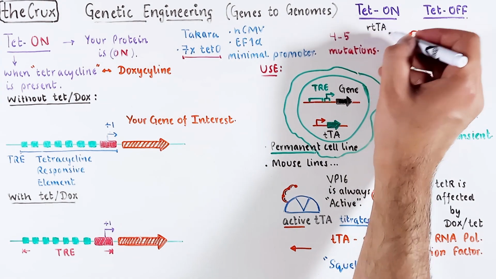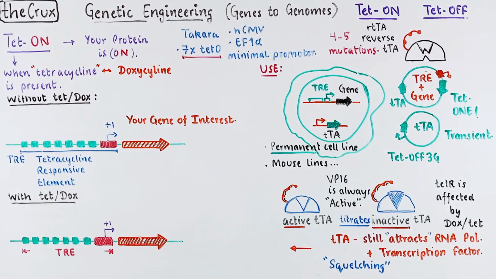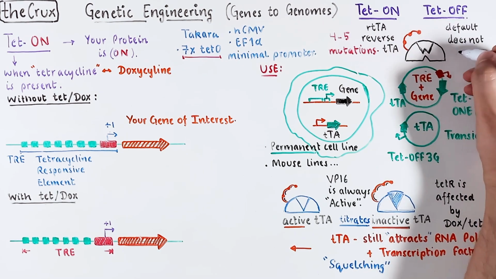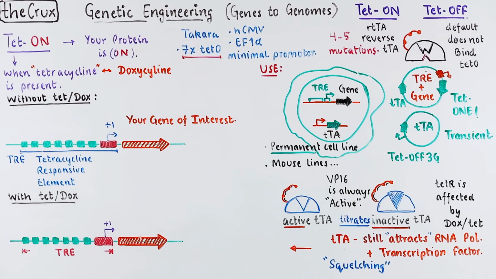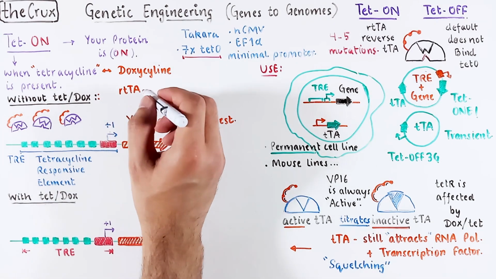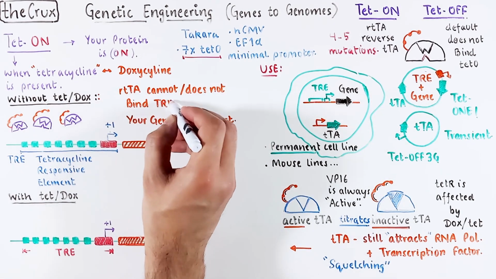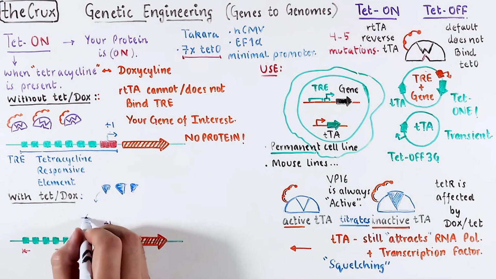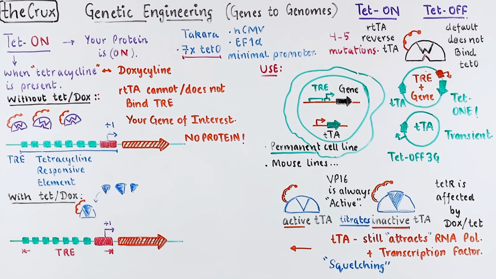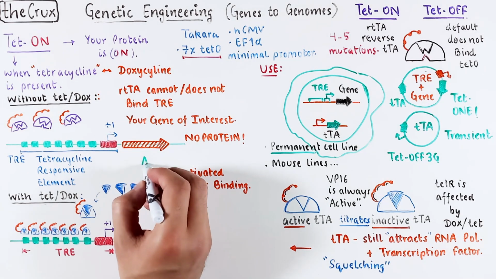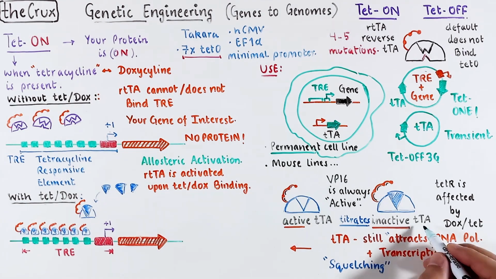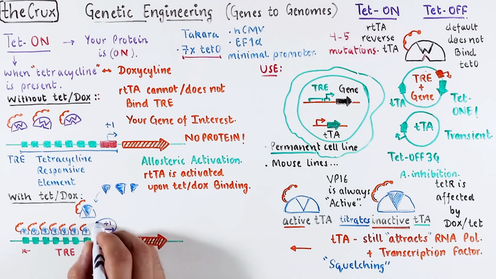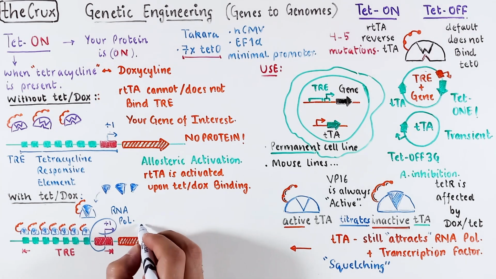This variant repressor is called reverse tTA because it does not bind the operator in its default state, thanks to the mutations. This means, in the scenario without DOX, the reverse transactivator cannot bind the operator, so you do not see your gene being expressed. But when you add DOX to the system, it binds rtTA, changing its conformation such that it binds to the operator. This reversion of rtTA is allosteric activation, as opposed to the allosteric inhibition of the tTA. So, with tetracycline in the Tet-ON system, you expect to see the gene expression.